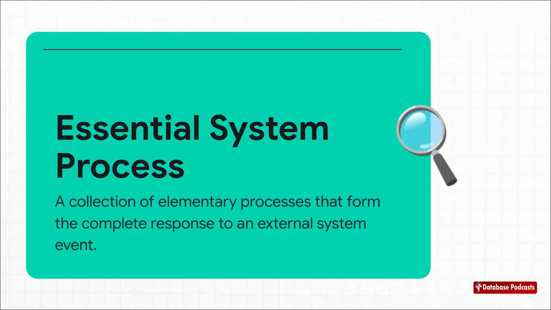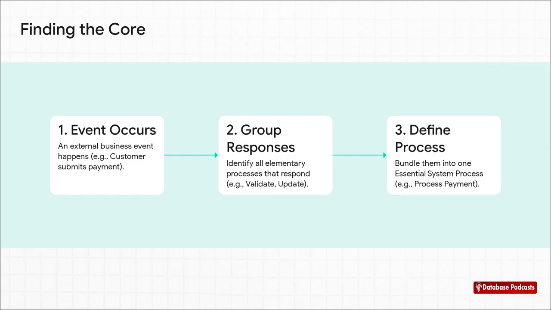The secret is to start thinking in terms of events. An essential system process is basically the system's complete reaction to a single thing that happens in the business world. It's not just one tiny little step, it's the whole bundle of things that need to fire off when something important occurs, like a customer submitting an order. And here's how you find one. It's basically a three-step recipe.